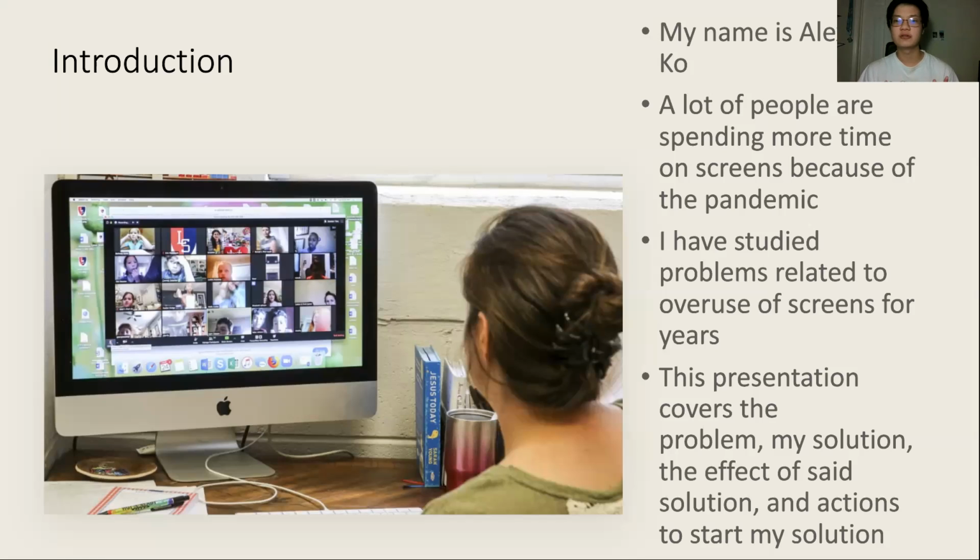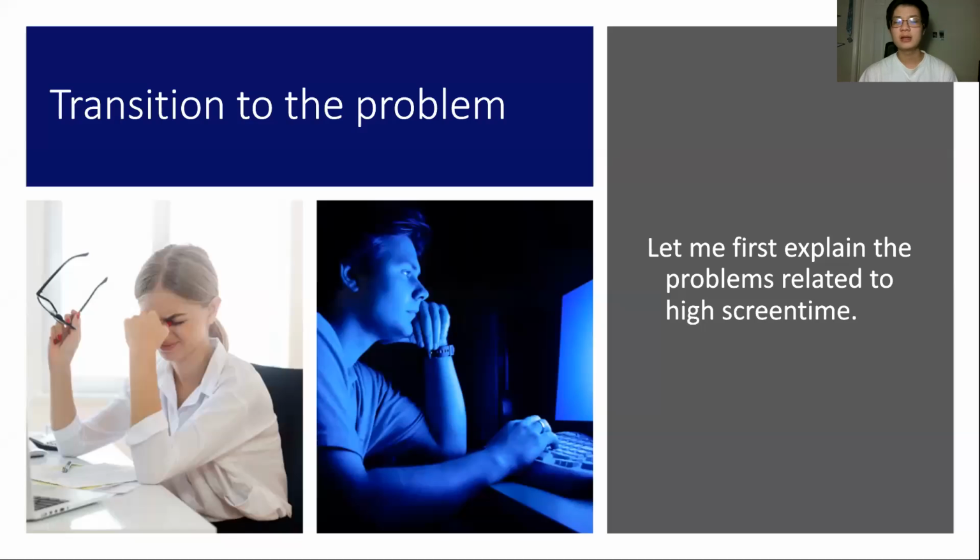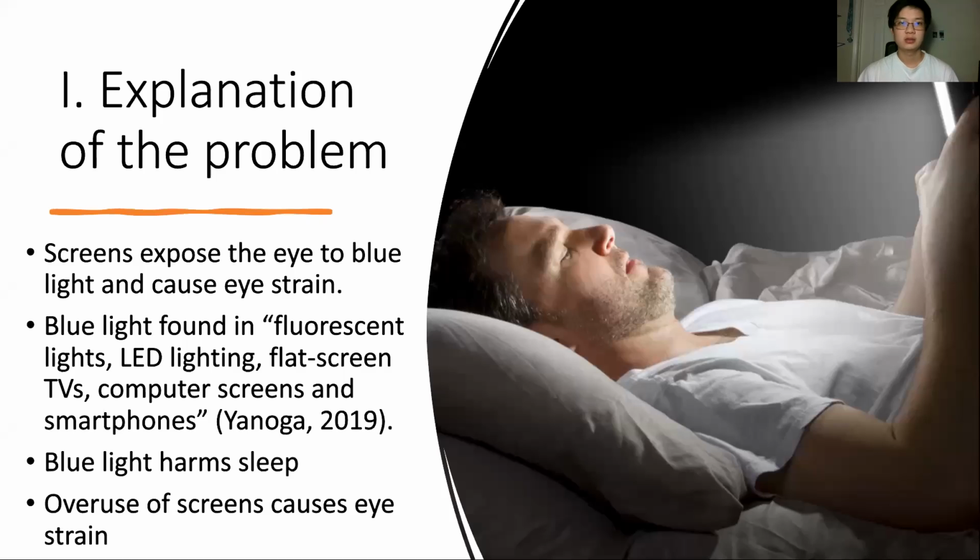This presentation will cover the problems related to screen overuse, my solution to these problems, the effect that said solution will have on life, and my actions to start my solution. Let me first explain the problems related to high screen time. The main problems I'll be discussing today that have to do with screen overuse are both eye strain and, by relation, dry eyes, as well as blue light exposure.